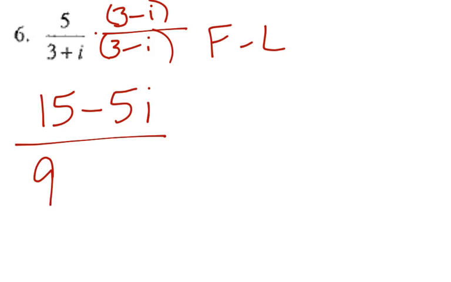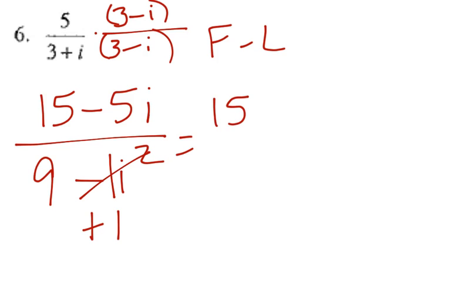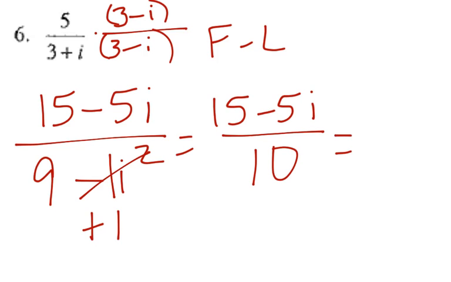3 times 3 is 9. It's always minus. i times i is i squared. Now, think of this as being minus 1i squared. So this changes to plus 1. 15 minus 5i over 9 plus 1 is 10. Be careful here because all of these will divide by 5. 15 divided by 5 is 3, minus 5i divided by 5 is i, over 10 divided by 5 is 2.